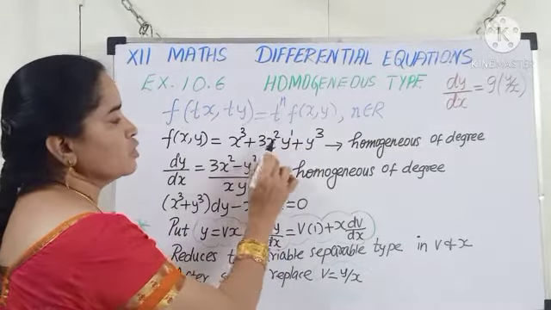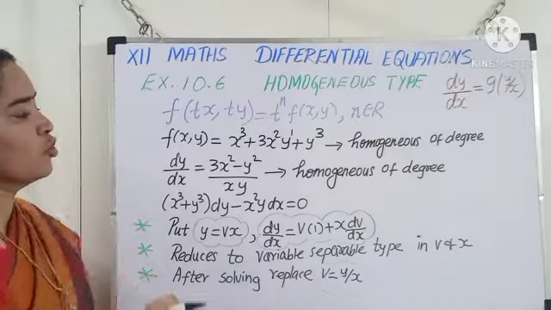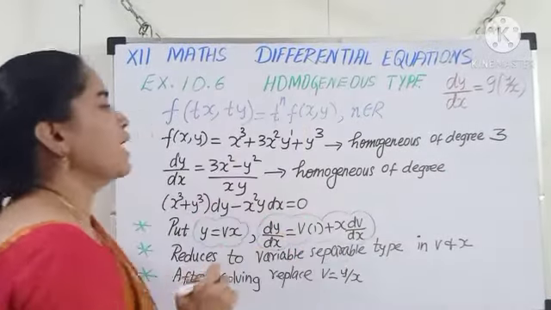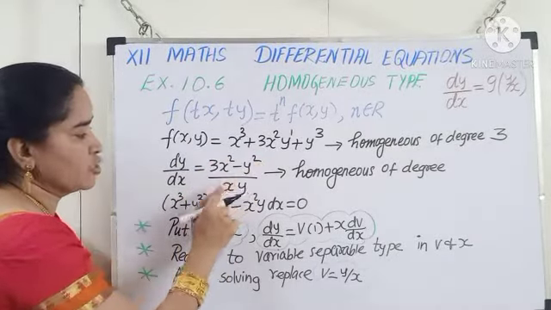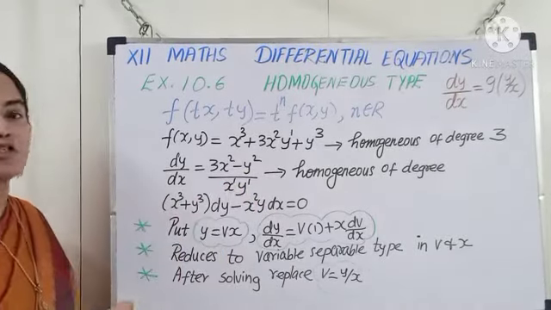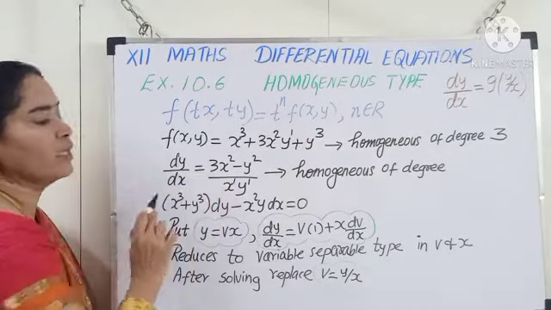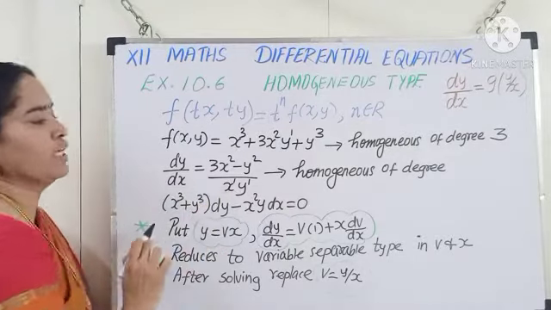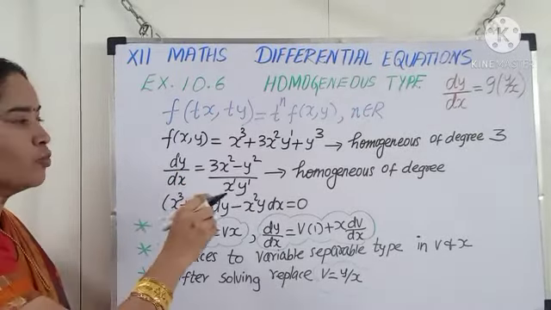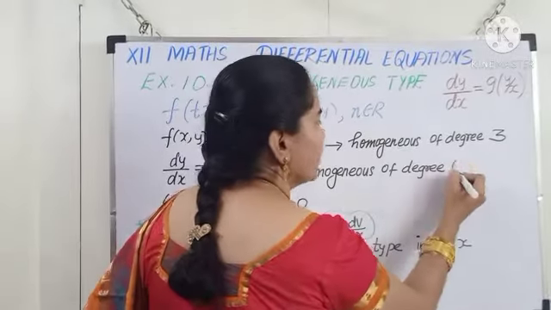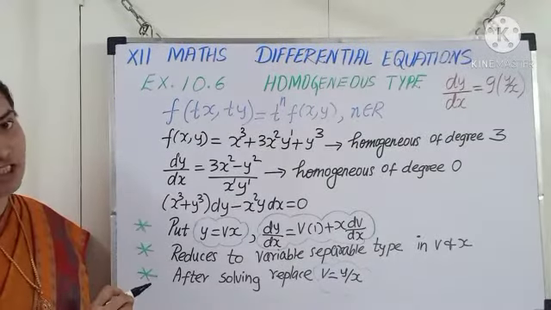Whenever every term is of degree 3 and it is not of quotient type, I can immediately declare it is homogeneous of degree 3. But when it is of this pattern, here the degree is 2, here the degree is 2, here it is 1 plus 1, together it is 2. But when I put tx and ty, from the numerator t square will come out. From the denominator also t square will come out. So t power 2 minus 2 will give rise to a homogeneous type of degree 0.